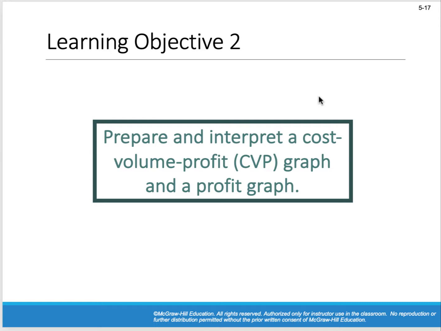And in this video, hopefully, you should be able to prepare and interpret a cost volume profit graph as well as a profit graph. So in this example, we're going to look at two graphs, and we're going to take those CVP equations that we looked at in our previous video, and look at them in graph representation. This may possibly be preferable to you if you're really uncomfortable dealing with algebraic equations.